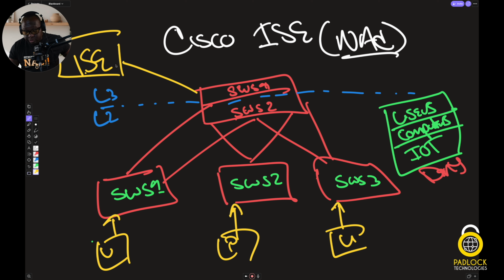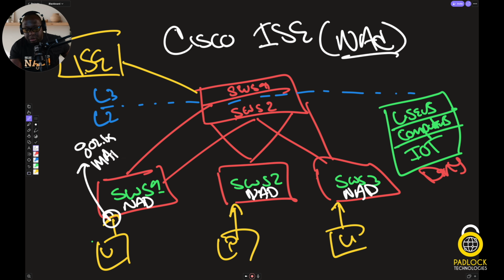Now, there are two ways you can do this. These switches are technically called NADs, or network access devices. Once somebody plugs into a port, there are two ways to get access to the network. One is called 802.1X. The other one is MAB. MAB happens when you can't do 802.1X.